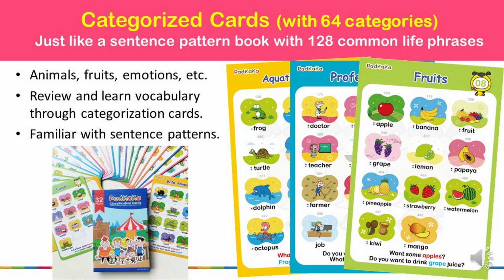Our second product is called Categorized cards, and it comes with a reading pen function. We've divided 600 word cards into 64 categories, such as animals, fruits, emotions, occupations, etc. Kids can use categorized cards to review or learn vocabulary. Additionally, PadKaKa's categorized cards include 128 common life phrases which function like sentence pattern books.